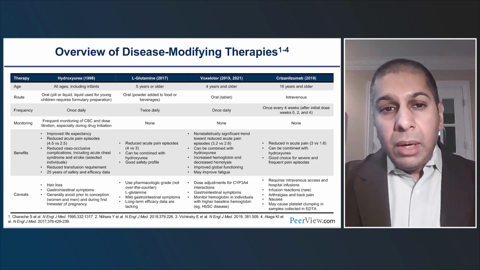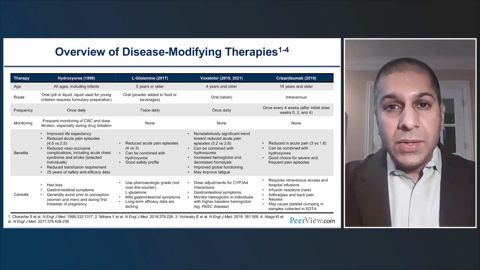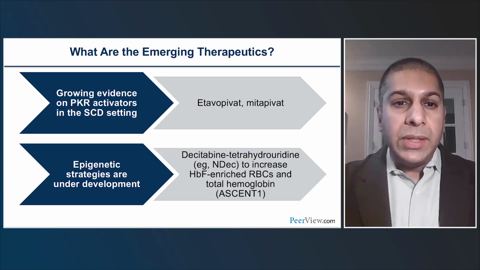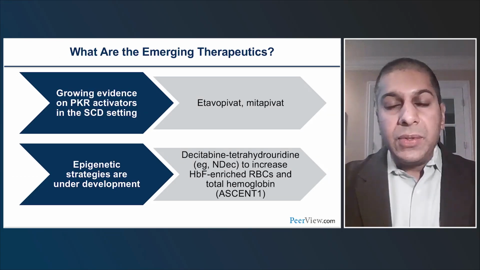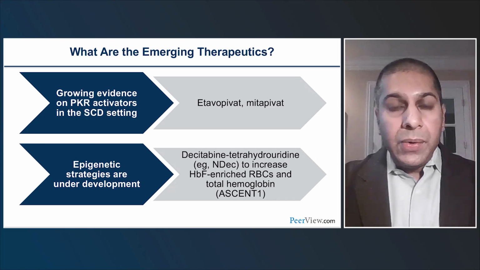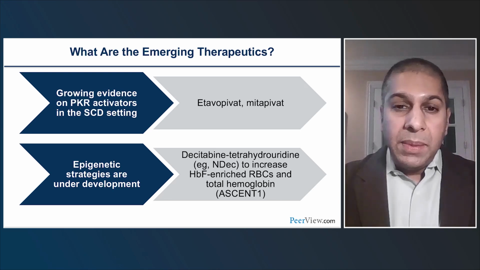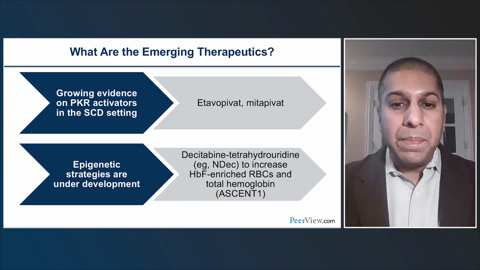Importantly, all three therapies, L-glutamine, voxelotor, and crizanlizumab, were tested in about 2/3 of patients that were also on concurrent hydroxyurea, so it provided additional benefit to them. So what are some of the emerging therapies? The two that are especially exciting are the PKR activators, etavopivat and mitapivat, and then some of the newer molecules that help increase fetal hemoglobin, including the decitabine-tetrahydrouridine, that helps increase hemoglobin F. And that's being studied in the ASCEND-1 trial.